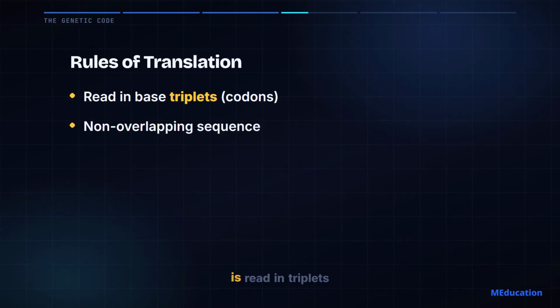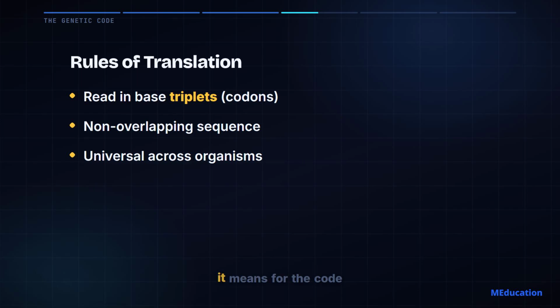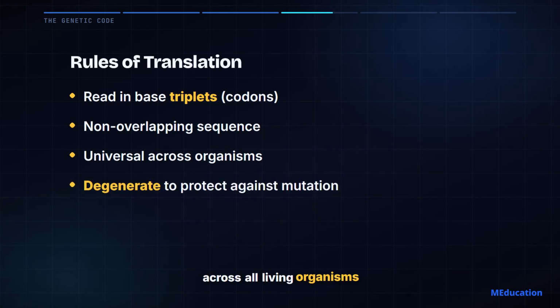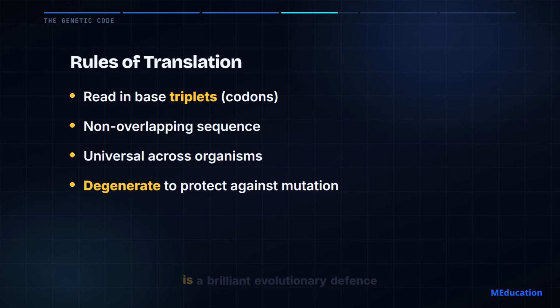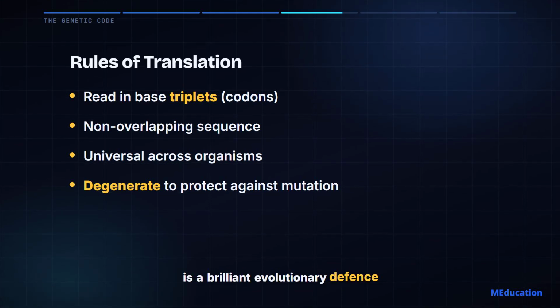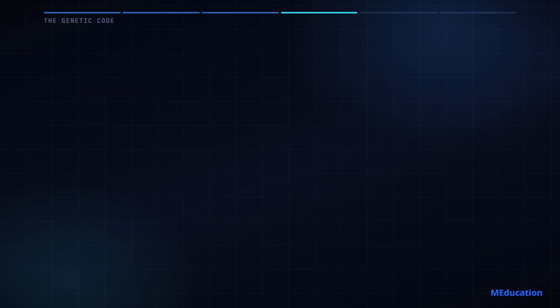We will see how it is read in triplets, or codons. You will understand exactly what it means for the code to be non-overlapping, why it is practically universal across all living organisms, and why its degenerate nature is a brilliant evolutionary defense against harmful mutations. This is the biological dictionary you need to decode any gene.